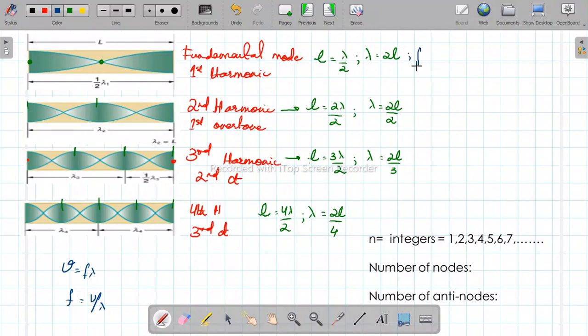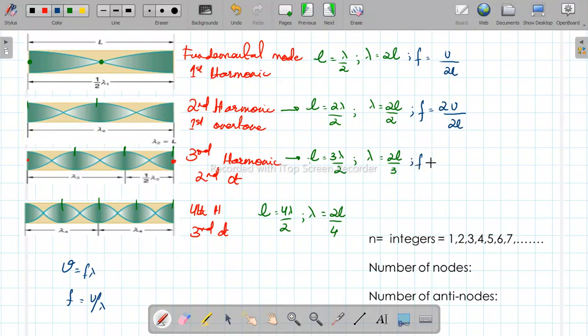Let's just see. Frequency is velocity over wavelength. In the first harmonic, what is the wavelength? It is 2L. Frequency is 1 times V over 2L. In the case of the second harmonic, or first overtone, it is velocity over this wavelength, which is 2L over 2. Let's just write 2L and the 2 here.